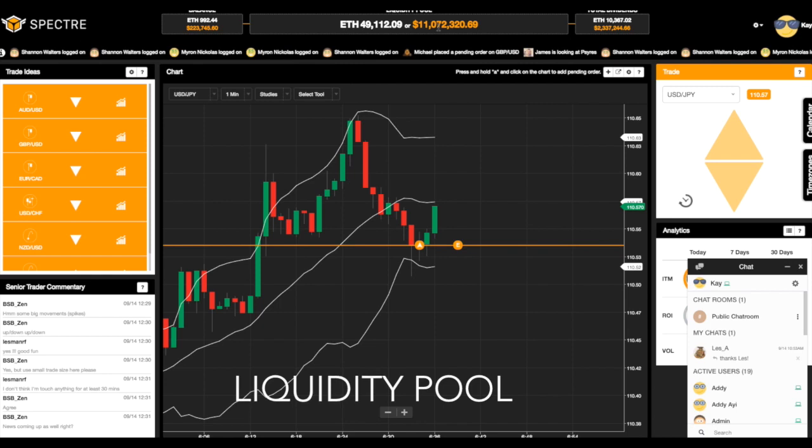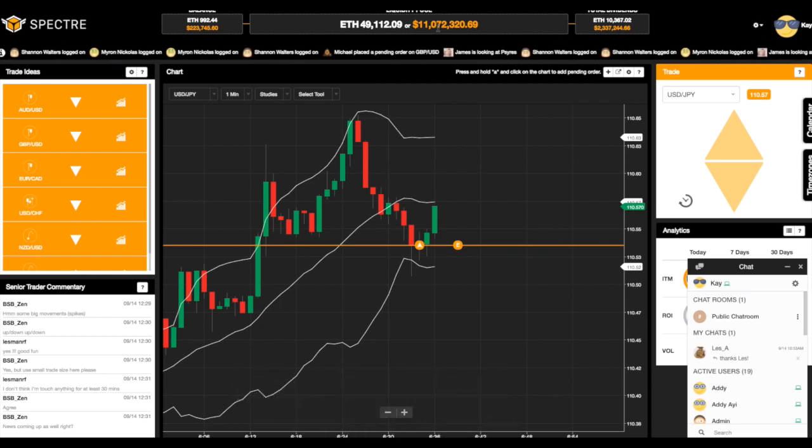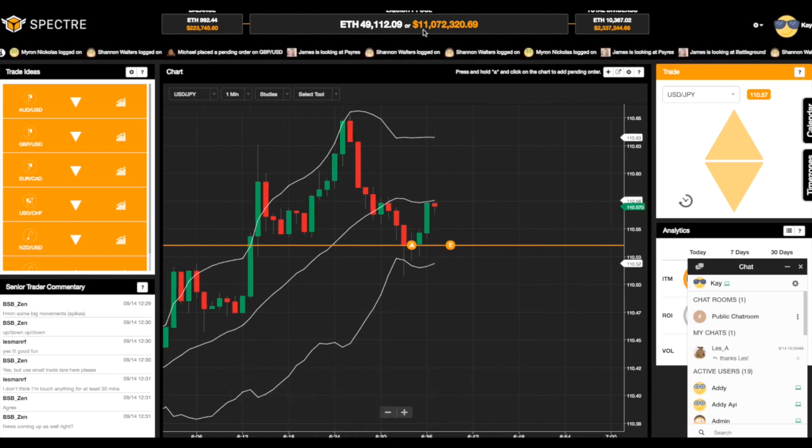Now, of course, this is the MVP, this is demo money, but after the ICO, this is going to be real funds, right? Whatever that amount is, the ICO will determine that. But what's important to know is that you are trading against the liquidity pool. The liquidity pool is completely decentralized and autonomous. There is no broker, right?